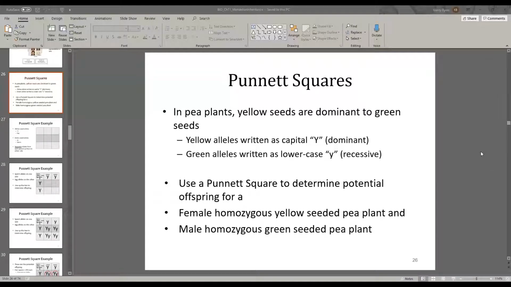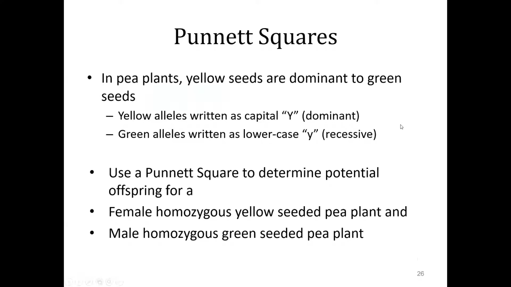Some things are easier for me just to talk about than to necessarily show in a PowerPoint. So I want to go over Punnett squares first. When we're using Punnett squares, keep in mind as you read through chapter 11 that we're dealing with just one gene, two alleles of one gene.